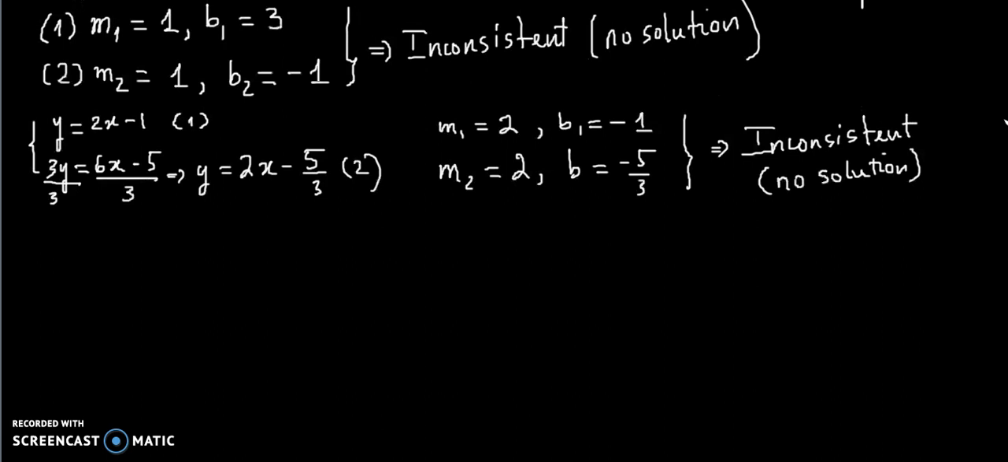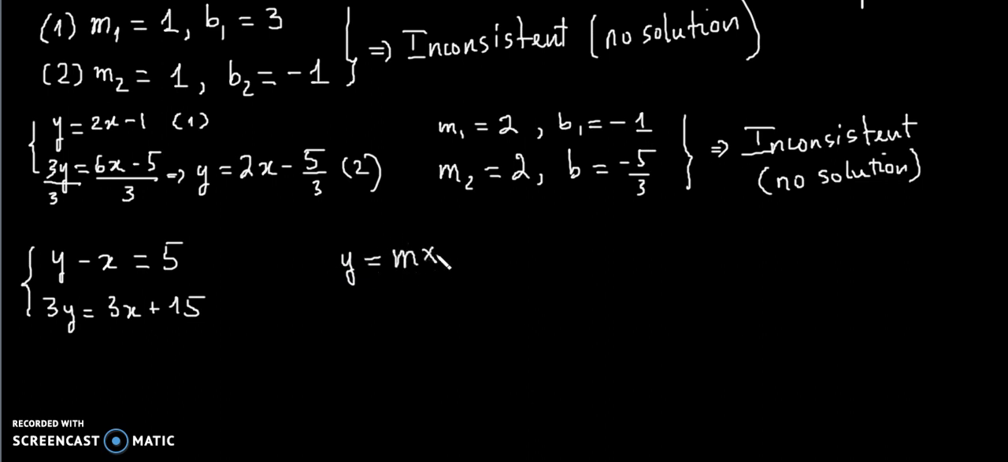So let's find another example. Alright, how about this? Now another example, I have y minus x equal to 5, and 3y equal to 3x plus 15. Okay, so our strategy is to bring everything together to the y equal to mx plus b. Okay, so this is our goal.